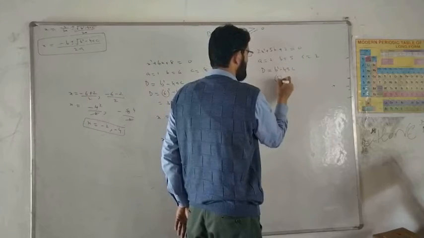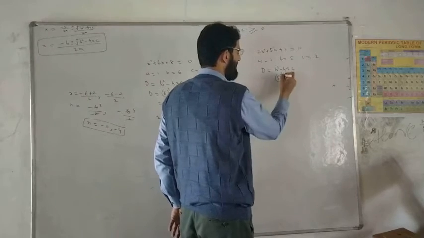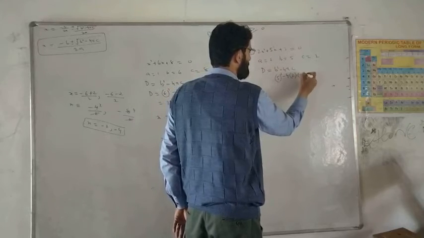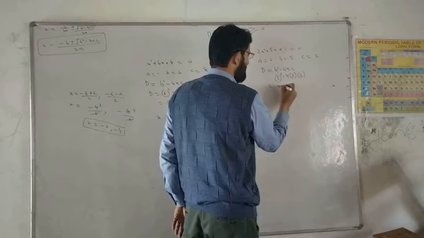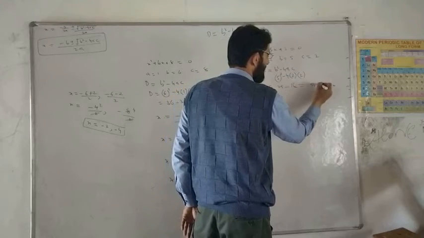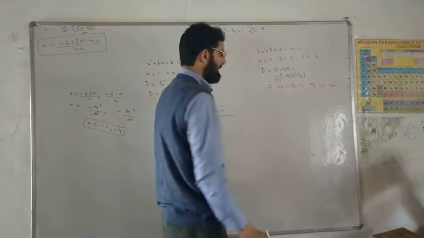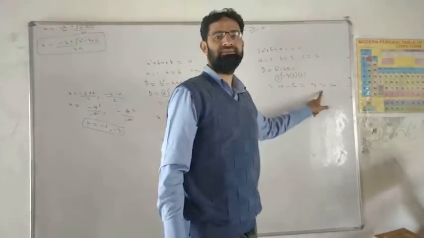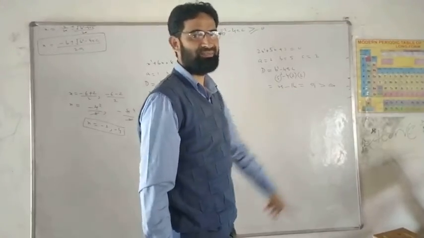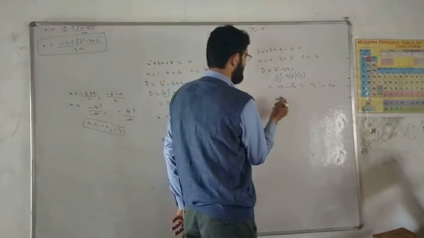So this is 5 square. What is b here? It is 5, minus 4 into a is 2 and c is also 2. 5 5s are 25 minus 4 2s are 8, 2 8s are 16. 25 minus 16 is 9. So obviously 9 is greater than 0. Obviously this equation has real and unequal roots. So we shall apply the quadratic formula here.